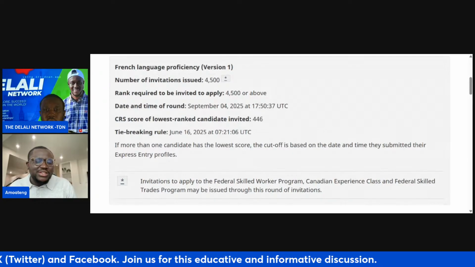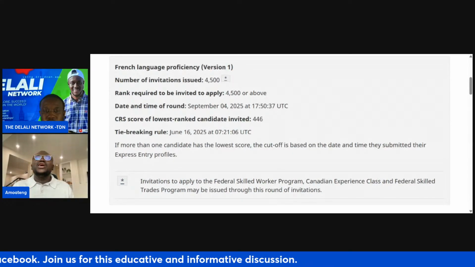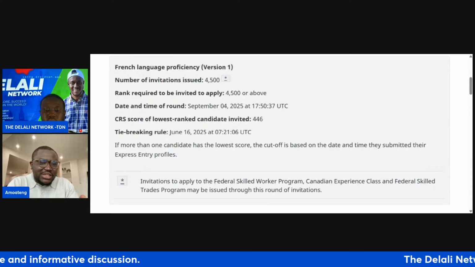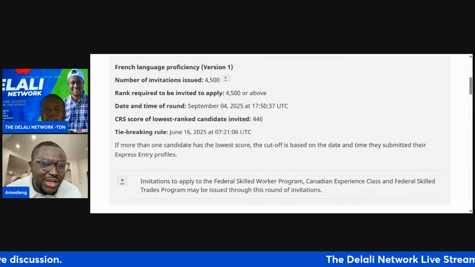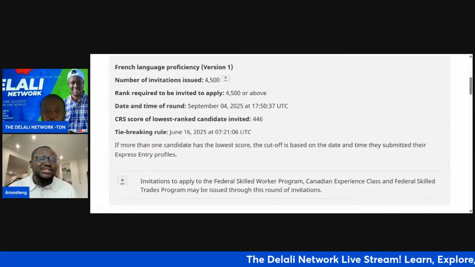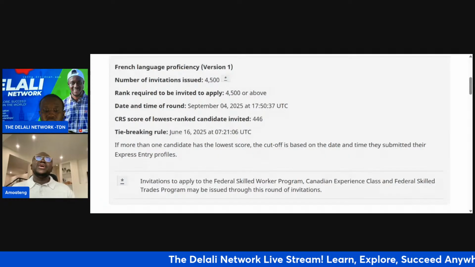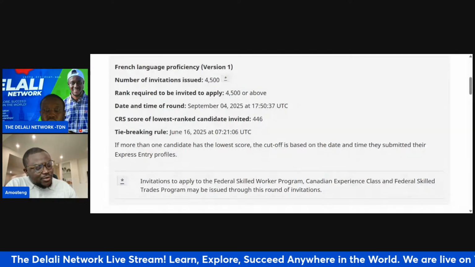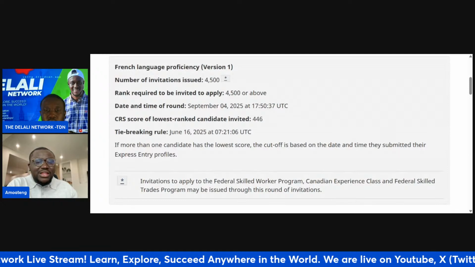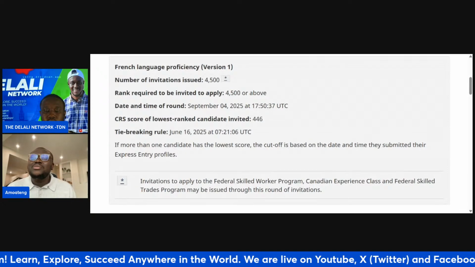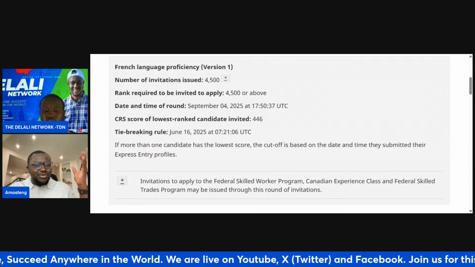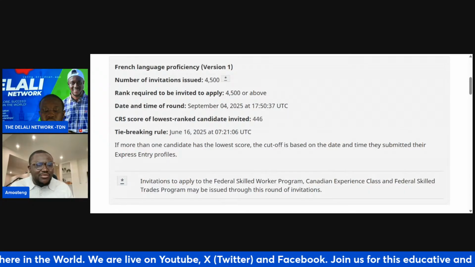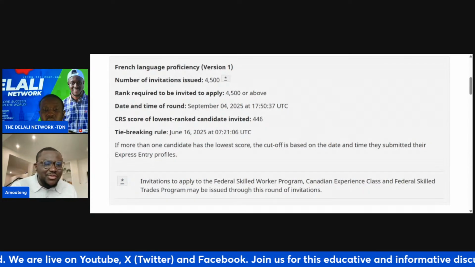Because the reason why the tie-breaking rule exists is that they can't invite more. Say they have set their number, like say 4,500. Say they pick those who had 446 and above. They ended up getting, let's say, 6,000 people. But with 6,000 people, they can't invite all of them. They just want 4,500.